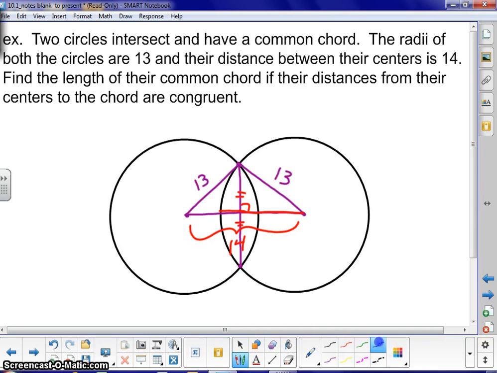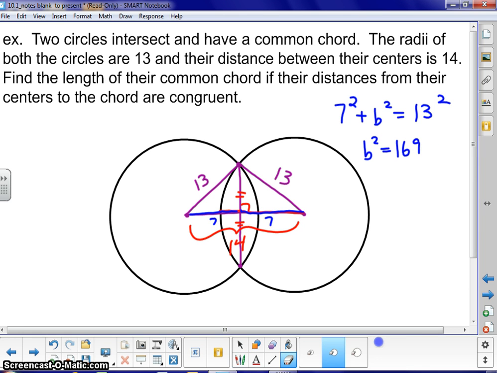Let me get another color in here so you can see what I'm talking about. This distance from here to here would be 7, and same as this one. So those two are 7, and once again we have a right triangle. So it's not a Pythagorean triple, so we're going to have to use the Pythagorean theorem. So 7 squared plus b squared equals 13 squared. So b squared equals 169 minus 49. And then after subtracting that, you get 120.